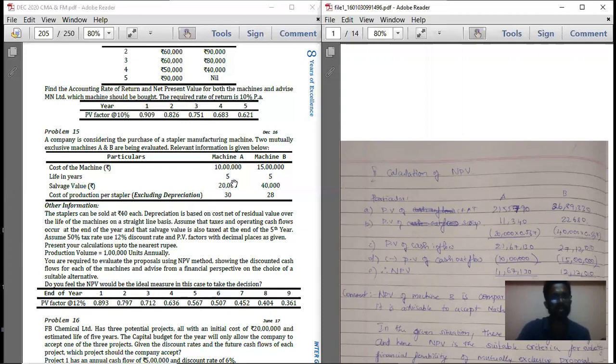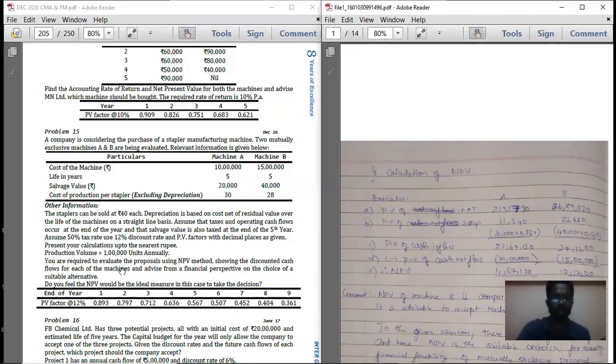See, here in this sum, in this particular problem number 15, there is no life disparity, that is both are 5 years. So we are doing it using net present value. But also if they give different years also, here they are given, do you feel the NPV would be the ideal measure in the case of to take decision, they have asked.